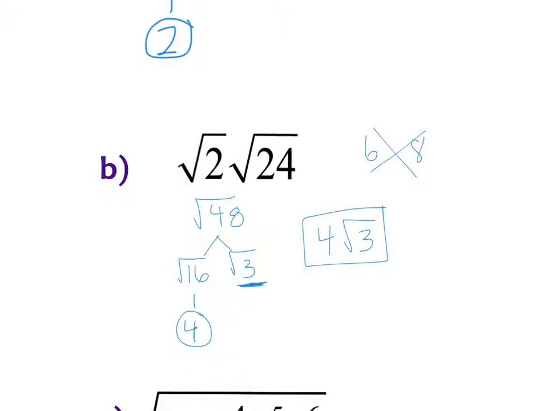And again, feel free to check this on your calculator by typing in the square root of 2 times the square root of 24. And if that comes out to be the same thing as 4 times the square root of 3, you are correct, and it does come out to be the same thing.